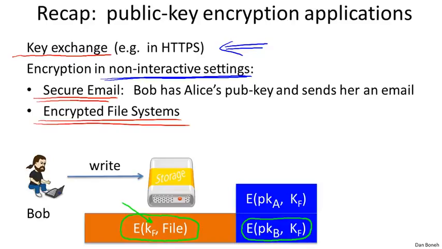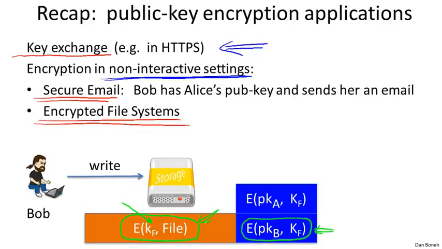This will give Bob access to the file at a later time, right? Using his secret key, Bob can decrypt this header, recover K sub f, then he'll decrypt the actual encrypted file and recover the plaintext file. So decryption will work in two steps.